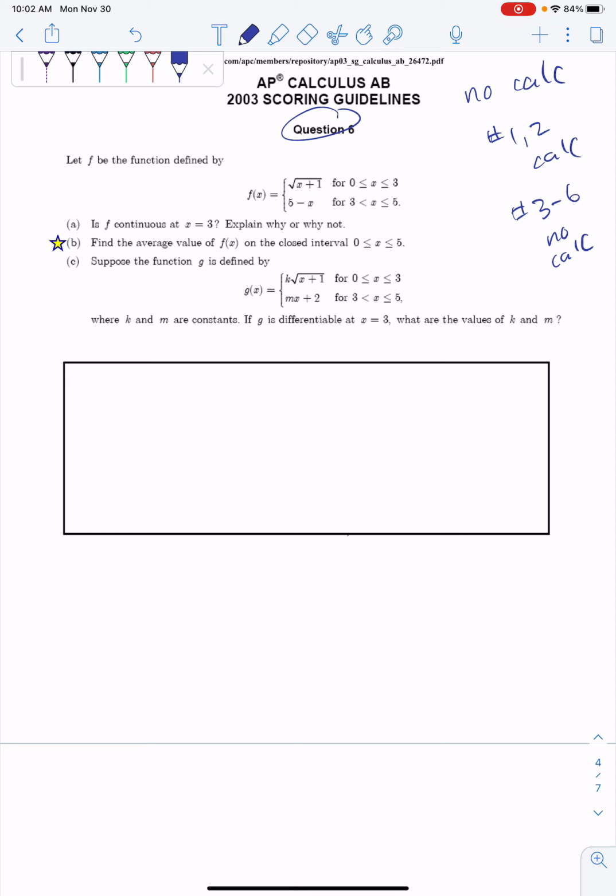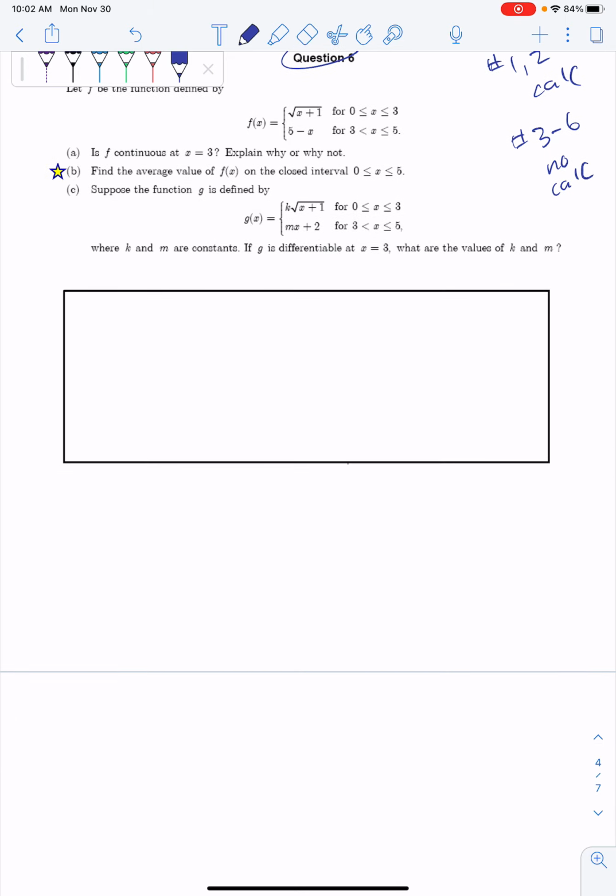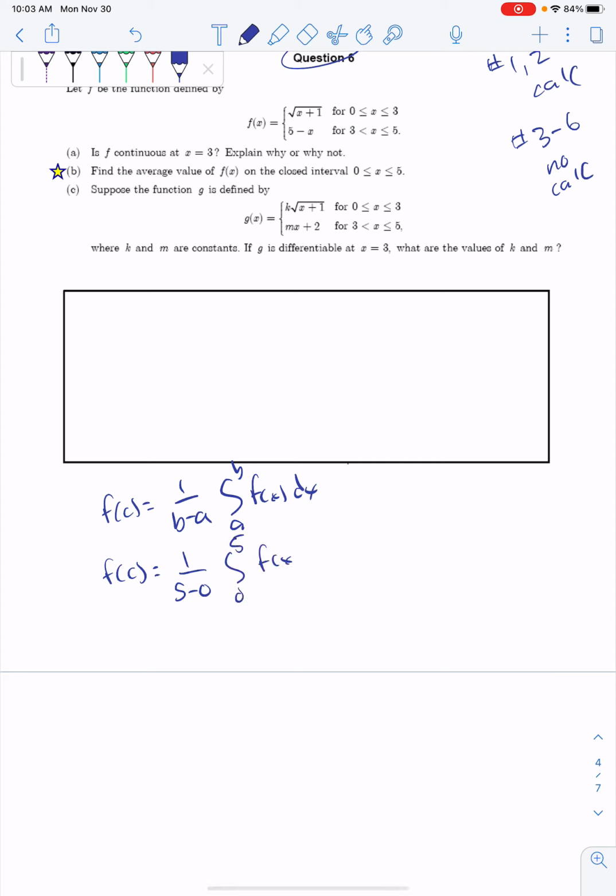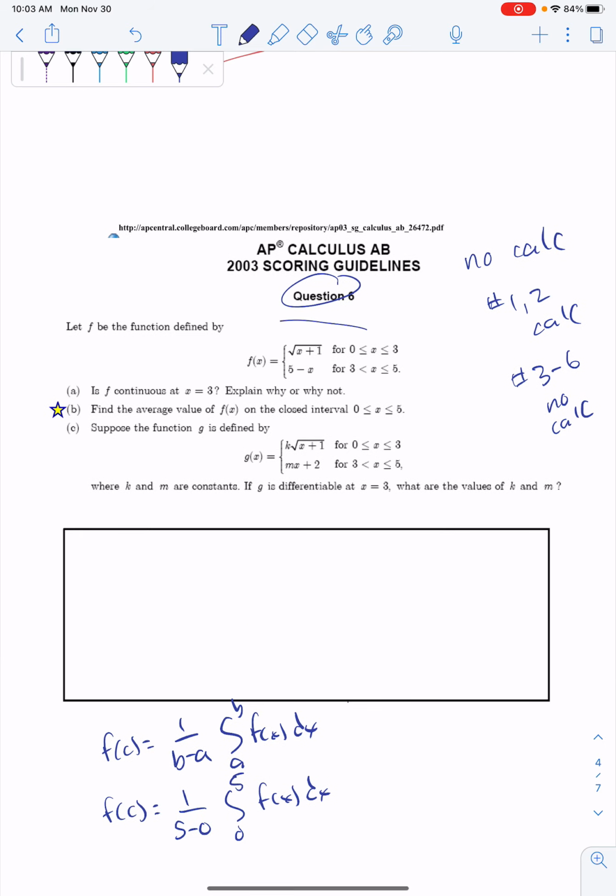And it gives me a piecewise function. It wants me to find the average value from 0 to 5. Okay, so I know average value, and I'm going to do my work underneath the box here a little bit. I know that average value equals 1 over b minus a, integral a to b of f of x dx. So my average value is going to equal, I go from 0 to 5, so 1 over 5 minus 0, integral from 0 to 5 of f of x dx. Now here's where things get interesting because I have a piecewise function.